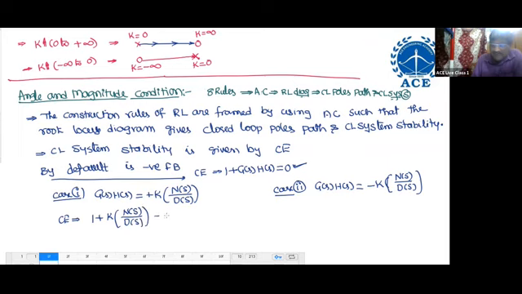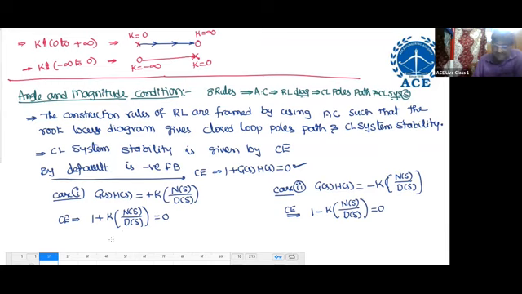N of s by d of s equal to 0. Here, what is the characteristic equation? Substitute g of s, h of s, 1 minus k into n of s by d of s equal to 0. Now, from this, find the angle condition.